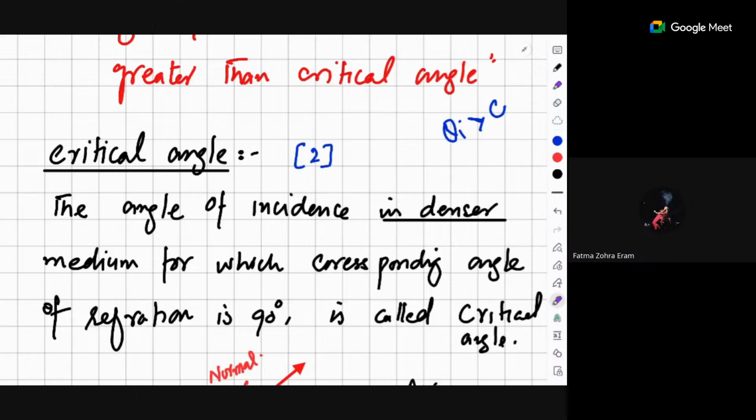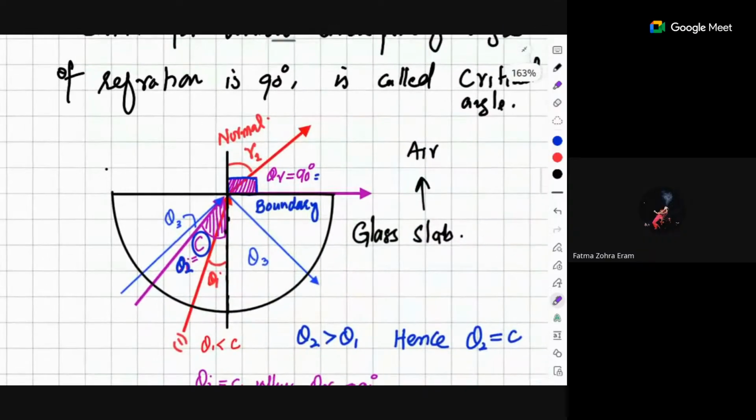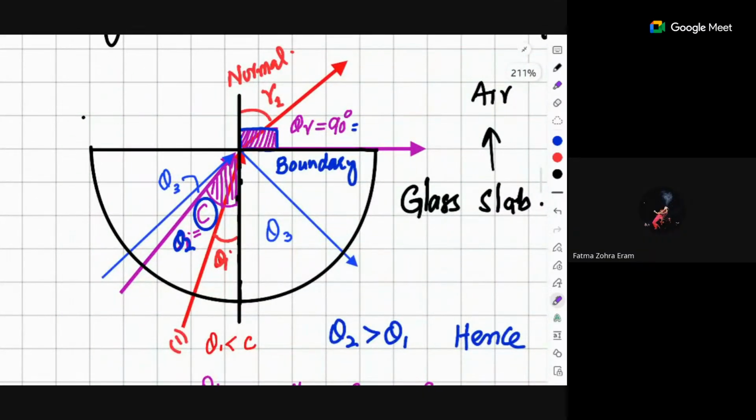Now, after this, if you have increased the angle of incidence a little more beyond this critical angle, check this one, theta 2, theta 3, the blue one. This angle is greater than theta 2. At this point, instead of becoming parallel to the boundary, the light has reflected back into the denser medium. This means that now the light is coming back to you. This is called your total internal reflection.